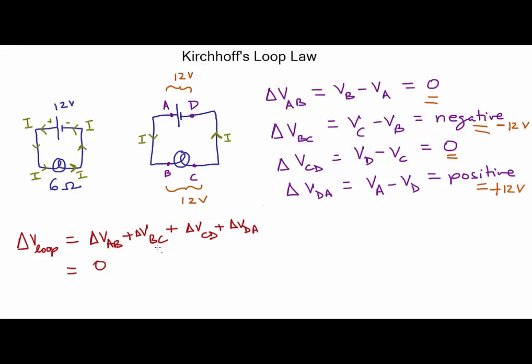VAB is simply 0. VBC was a negative 12 volts. Across the resistor, there was a drop. VCD was 0, and VDA was a positive 12 volts. And when I add all of this, I simply get 0 volts. And that's what Kirchhoff's loop law tells us. It basically says that in any circuit, if I go through an entire loop ending at the same point at which I started, the sum total of all the potential changes I encounter has to equal 0.